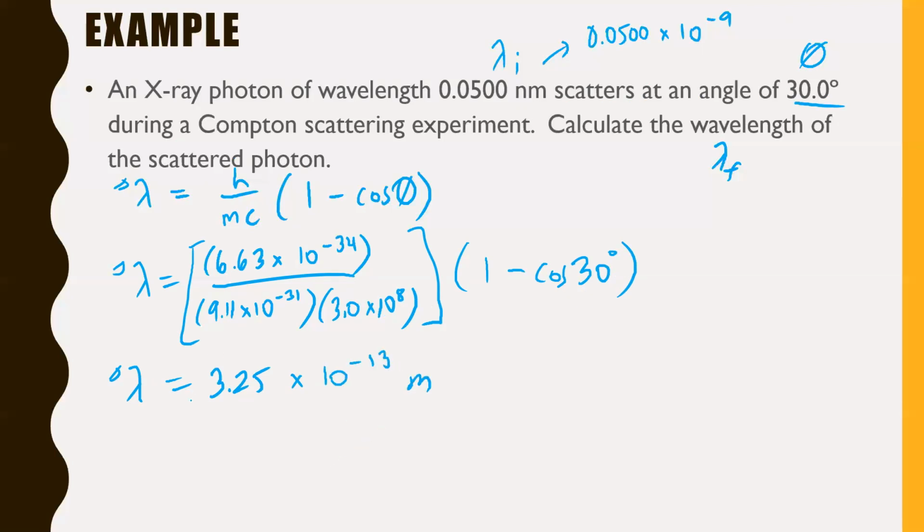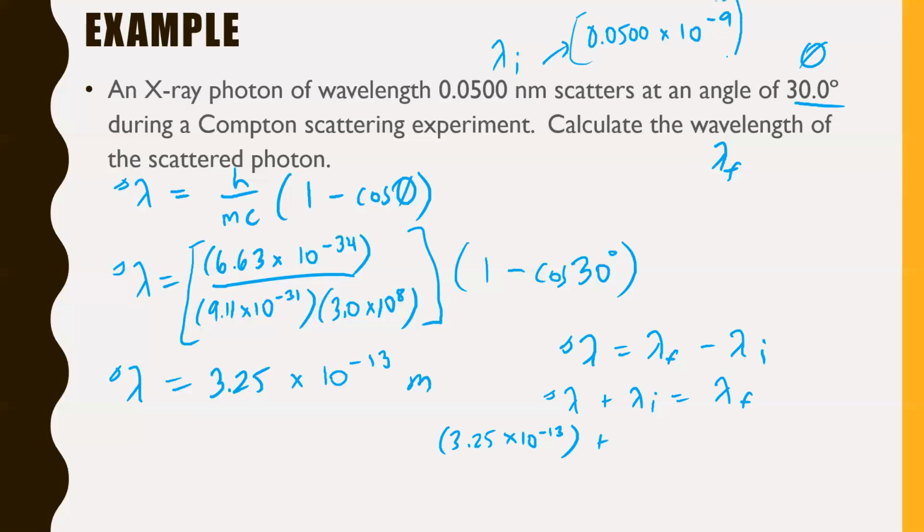What this represents is how much your wavelength is going to be changing by. So in other words, delta lambda is equal to your final wavelength minus your initial wavelength. Well, we're looking for our final wavelength, so logically speaking, we should just say that delta lambda plus lambda initial is equal to lambda final. So throw all this together. We're going to say that's 3.25 times 10 to the negative 13 plus your initial lambda. Boom, it's a good thing I did that in the first place here.